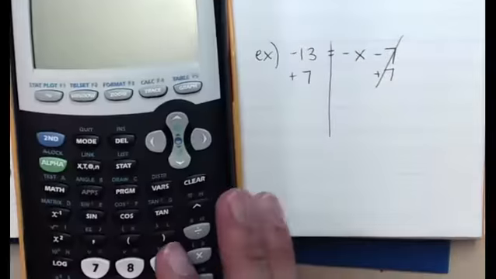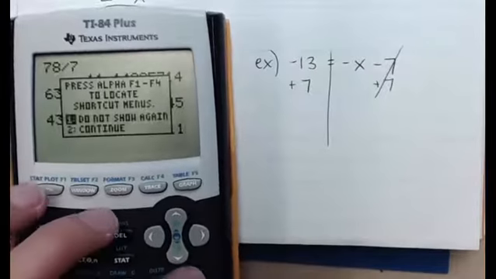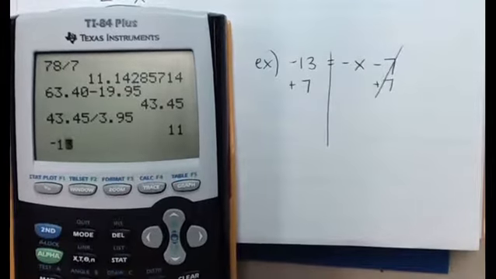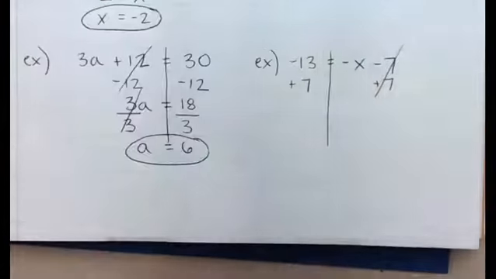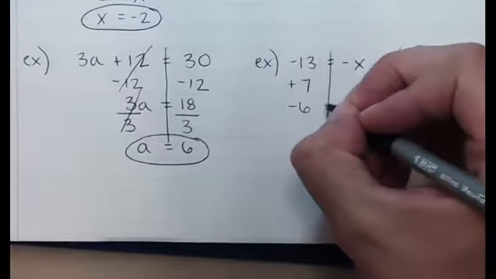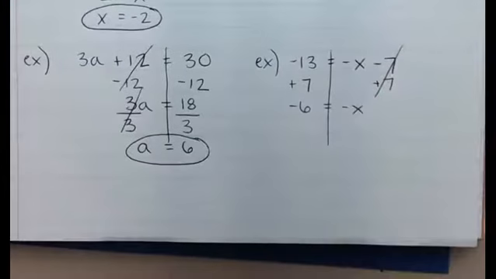Okay, again, I'm double checking my work because I don't want to make mistakes. So let's do negative 13 plus 7 is negative 6. So I have negative 6 is equal to negative x. Is that my answer?